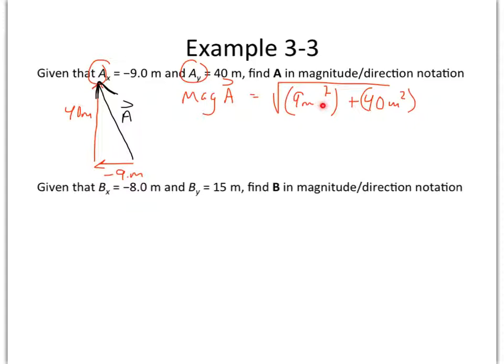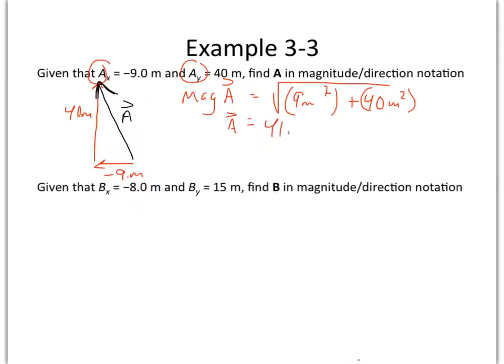So if you want to just save a teeny tiny bit of time, you can really just put the absolute values in here. It'll give you the magnitude. Remember, the magnitude can't be negative anyway, so it'll always be a positive value. So if you just want to put the absolute values in here, that's completely fine. All right? So 9 squared plus 40 squared, and take that to the 1/2 power. That gives us 41.